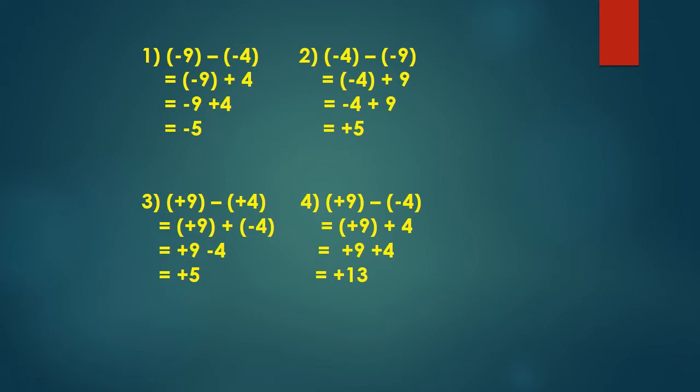Same in sum number 2, minus 4 minus minus 9. So minus minus becomes the plus. So minus 4 plus 9. So 9 minus 4 is equal to 5, and we give the larger integer's sign. 9 is the larger integer and it has a positive sign. So the answer will also have the positive sign.